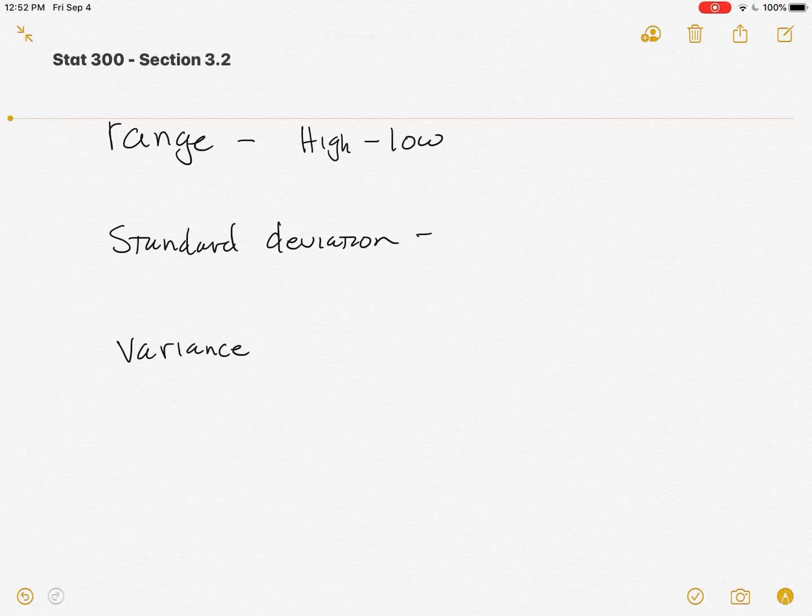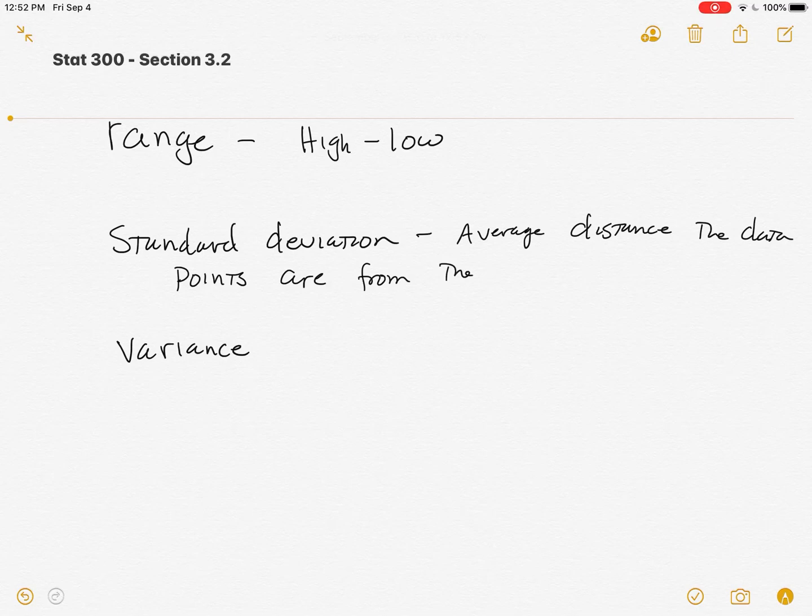The standard deviation is the average distance the data points are from the mean. And so I'd like for you to know that definition. That definition sparks applications that it has, but it's just the average distance the data points are away from the mean. There's two formulas presented in the book.